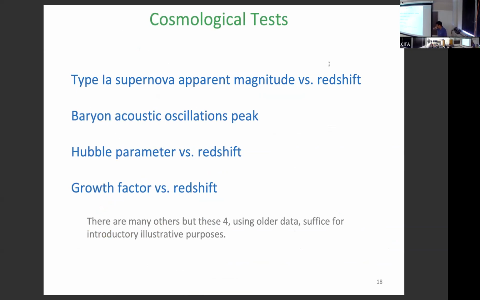So this is older data that we did a while ago, and it's just useful for this cartoon explanation. I'm just going to look at 4 different data sets: type 1a supernovae, baryon acoustic oscillations, Hubble parameter as a function of redshift, and growth factor as a function of redshift. And later on, I'll look at much more recent data.